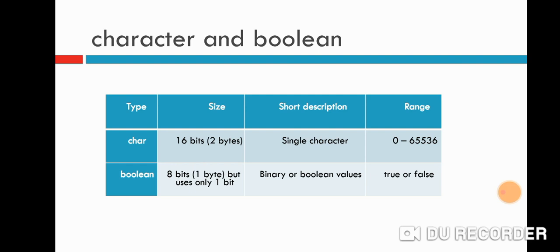Let's see what are character and boolean types. The character type is 16 bits and has a range between 0 to 65536 characters. That means it can accept these many characters. And a boolean data type has a size of 8 bits, that is 2 bytes, and it can be either true or false.